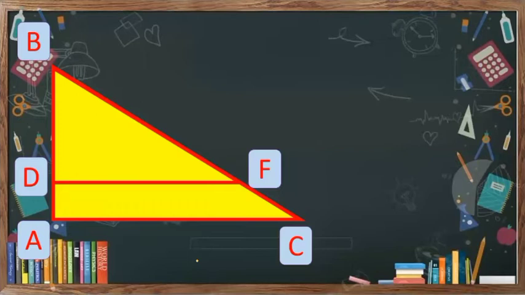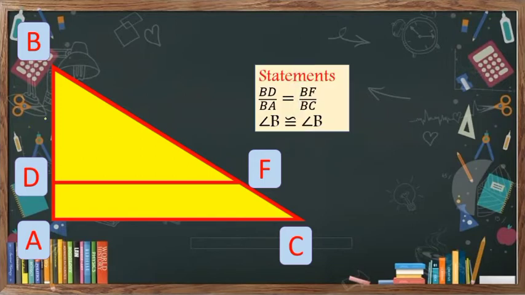Alright, look at this triangle. We have here two triangles, triangle BDE and BAC. In our statement, BD corresponds to BA, the total measure of each side, and then BF to BC, the total measure of this side. And then angle B is congruent by reflexive property.